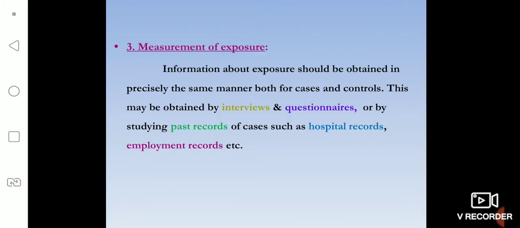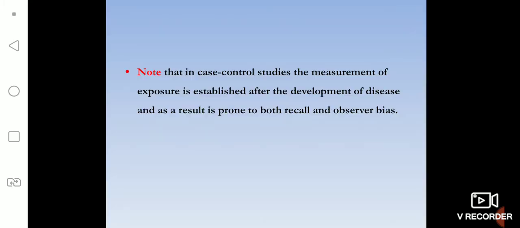Now, the information about exposure is usually obtained by either conducting interviews among the cases and controls, or by questionnaires, or even by studying the past medical records, hospital records, employment records. And the most important thing is, this information about exposure should be obtained precisely in the same manner for both cases and controls.